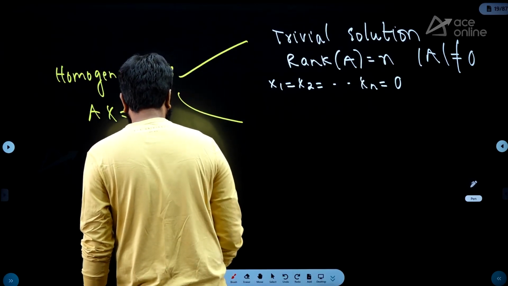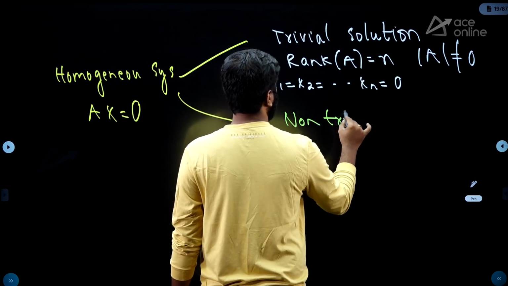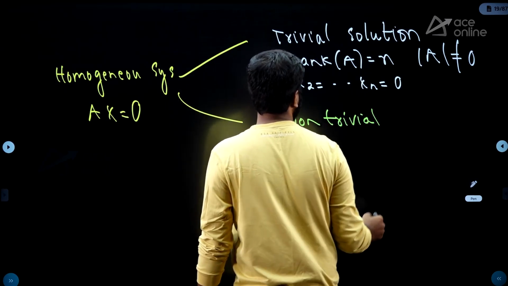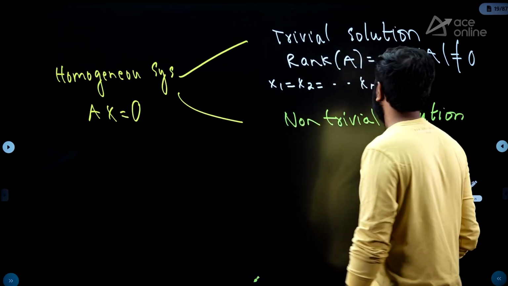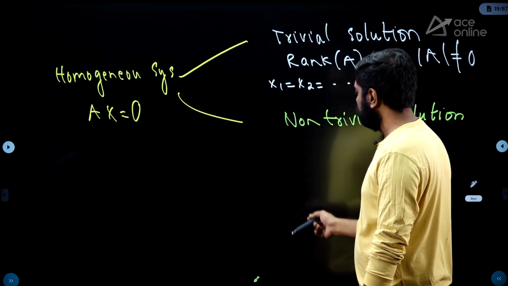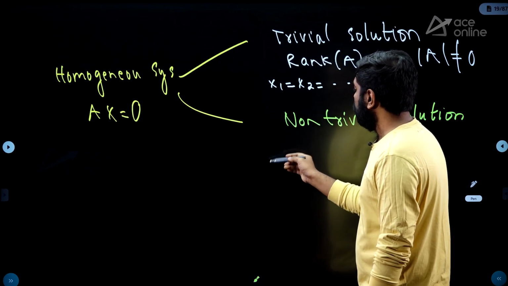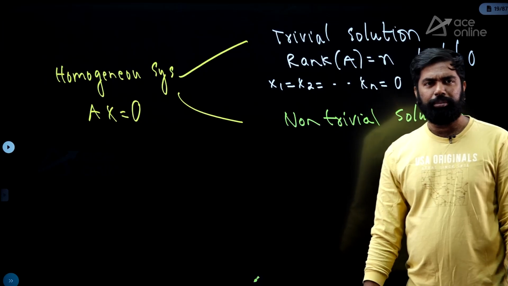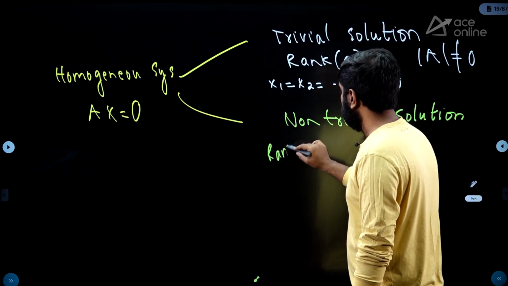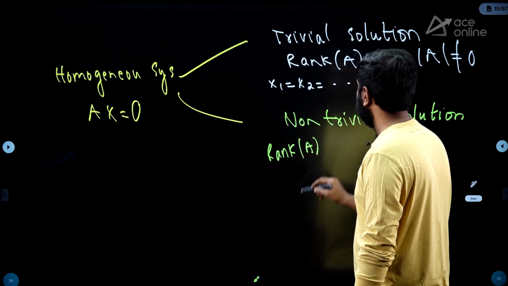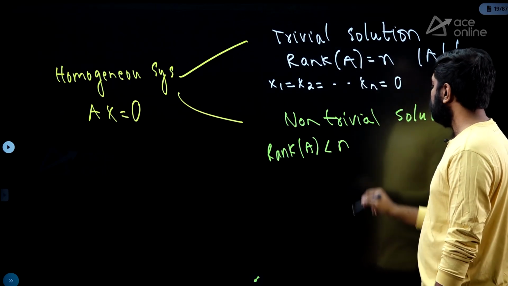And case 2 comes under non-trivial solution. So what's the meaning of non-trivial solution? Or when do you get a non-trivial solution? Non-trivial solution means infinitely many solutions, and you get that when rank of A is, so obviously what you said here is equal to n, here you have to say less than n.